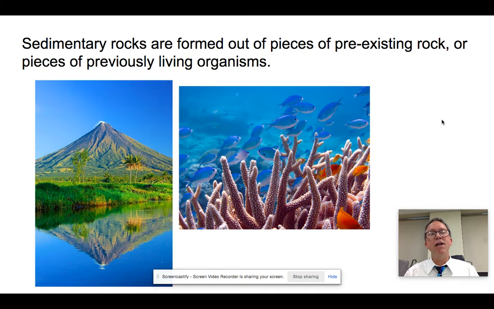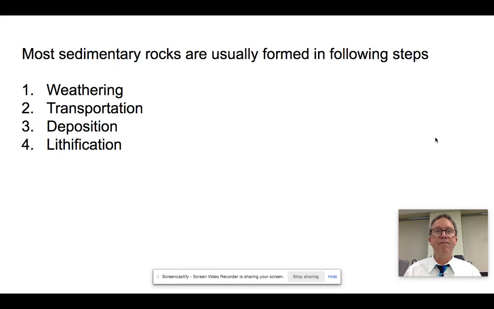All right. So sedimentary rocks are ones that are formed out of pre-existing rock or previously living organisms. So they're formed out of volcanic igneous rocks, or they're formed out of corals. Man, that's some beautiful, healthy coral there. Okay, but that's basically how sedimentary rocks form.